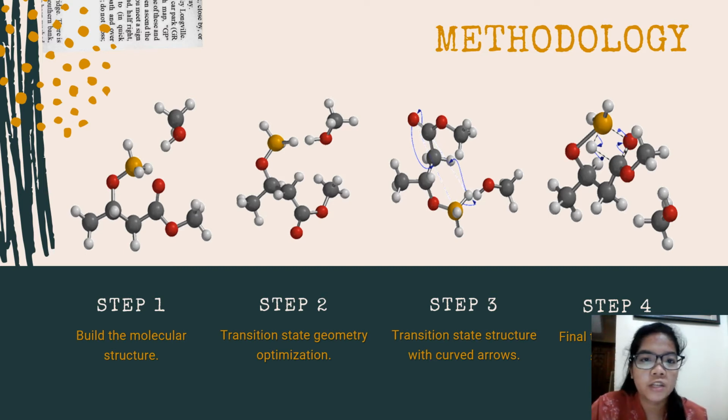Then the geometry optimizations were carried out to determine the low energy conformation of a molecule by minimizing the value of energy and changing the structure variables such as the bond lengths and the bond angles. Then we have to draw the curved arrows to indicate the bond formation and breaking. Then now we have the final structure for the transition state.